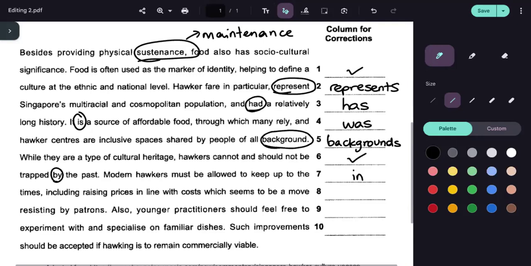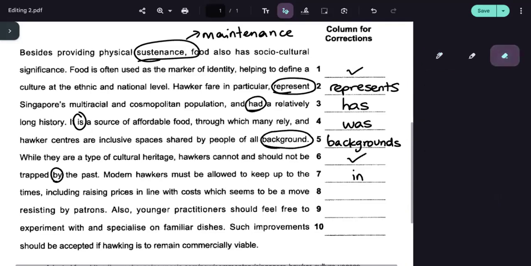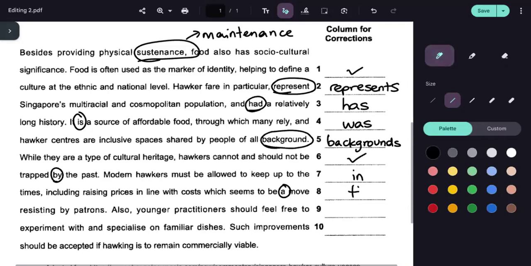Okay, this one, including raising prices in line with costs. Okay, in line with means, like I say, in line with the social distancing measures means what the government has already implemented that we will follow. Okay, this should be the move, because we are talking about the move that is by the patrons.